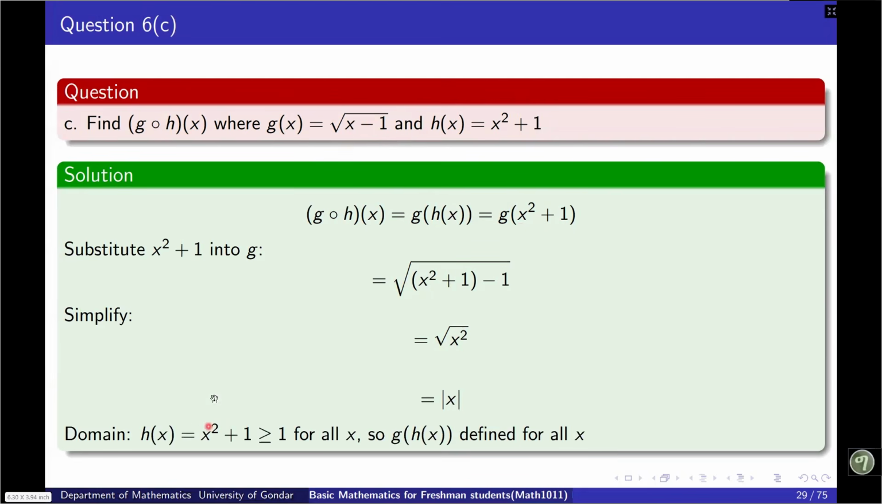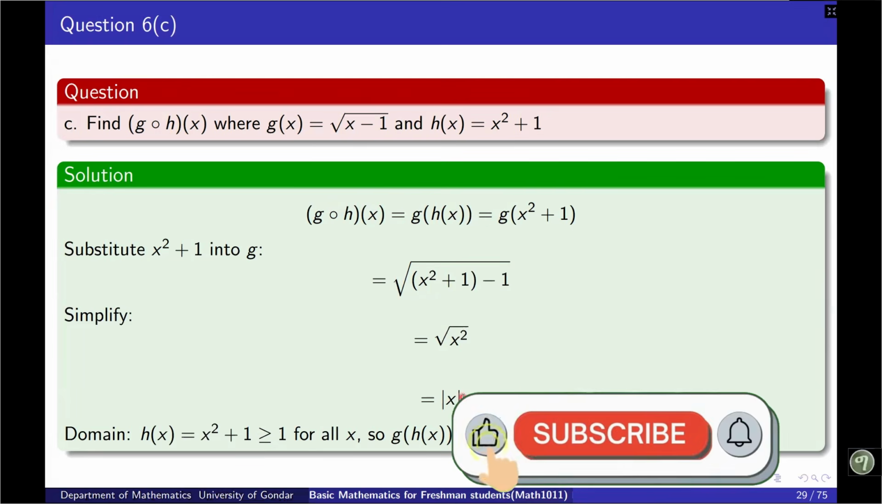Therefore, for the domain, h of x is x squared plus 1, which is greater than or equal to 1 for all x. So g of h of x will be defined for all x. That's what the absolute value of x means.